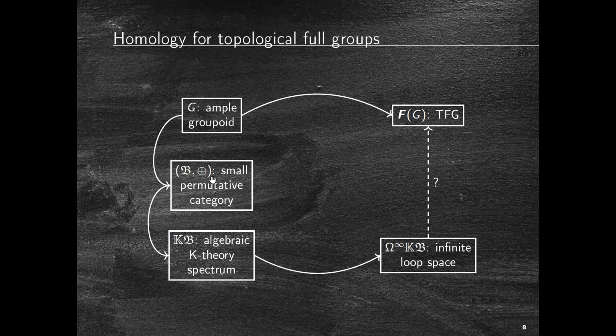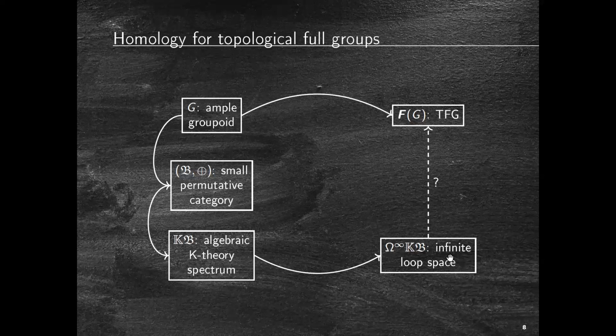Now, once you have this category, you can apply the machinery of algebraic K-theory. So you get an algebraic K-theory spectrum for each of these categories. You apply this, get the spectrum, and then furthermore, you can look at the infinite loop space attached to this algebraic K-theory spectrum. I guess you are topologists, so you're probably more familiar with these objects than I am.